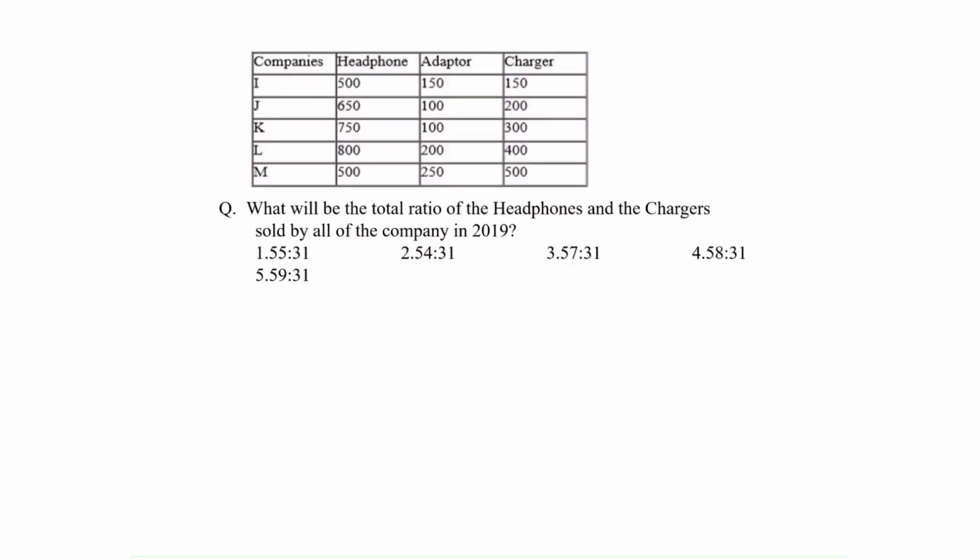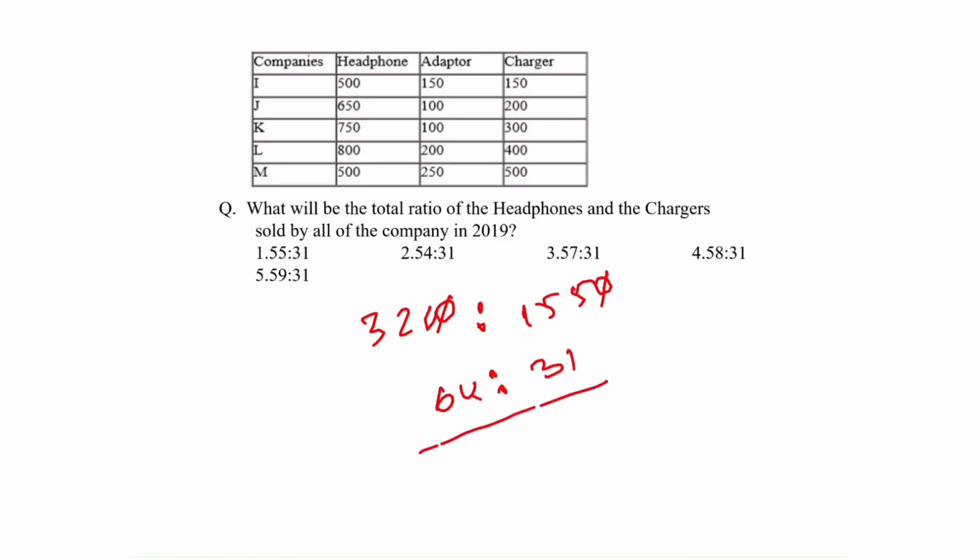What will be the ratio of the headphones and chargers sold by all companies in 2019? So if we look at the total of headphones, 1490 plus the rest, it becomes 3200. Likewise the total of chargers, 9 by 14, 15, 0 cancel, 5 table 64 times, 5 table 31 times. The ratio must be 64:31. By mistake 54:31 was written; of the options, choose the second option.